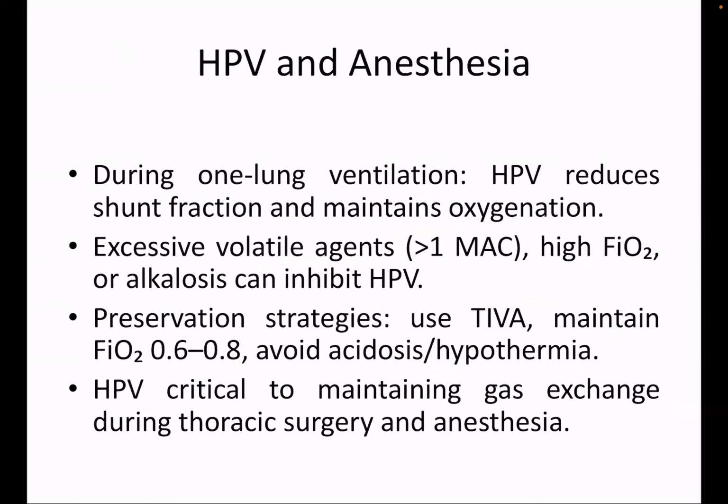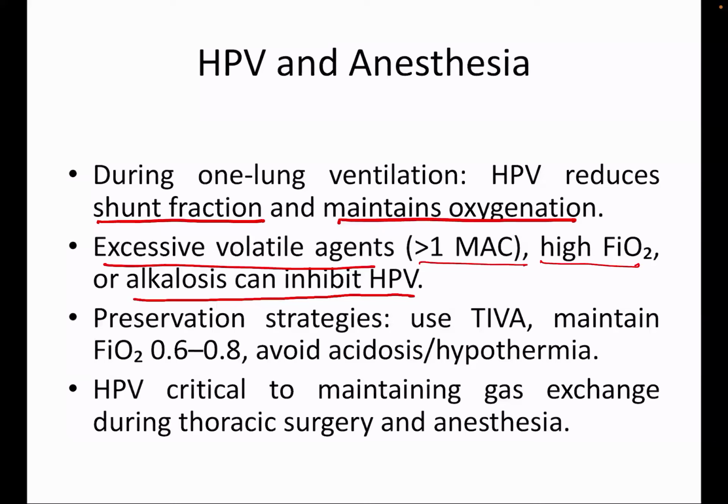HPV and anesthesia. During one lung ventilation, HPV reduces the shunt fraction and maintains oxygenation. Excessive volatile agents, more than 1 MAC, and high FiO2 or alkalosis can inhibit HPV. For preservation strategies, we can go for total intravenous anesthesia for maintenance, and FiO2 should be kept to the minimum range where we can achieve adequate oxygenation, with avoidance of acidosis and hypothermia, as I discussed previously. HPV is critical in maintaining gaseous exchange during thoracic surgery and anesthesia, as I already said.